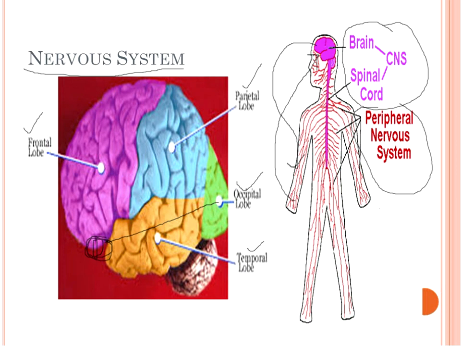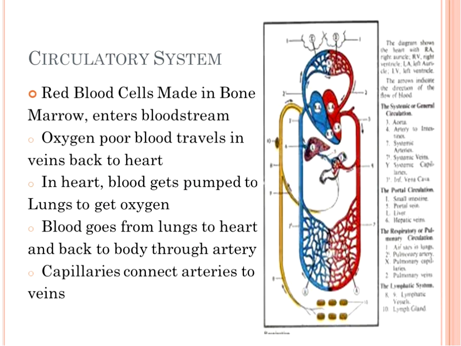So just make sure you also know the four lobes, where they're at and what they control, and know the difference between the central and peripheral nervous systems. Central is your brain and spinal cord. Peripheral is everything else, sensory and motor neurons that race around the body.